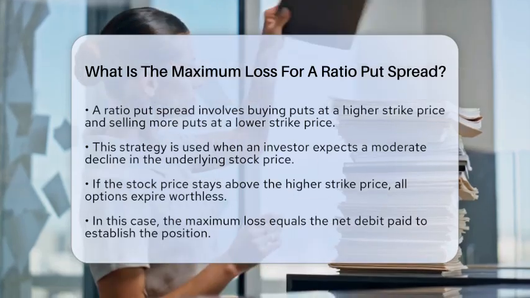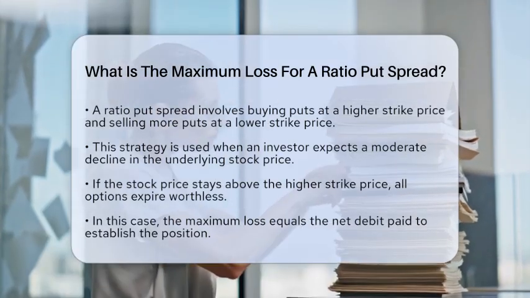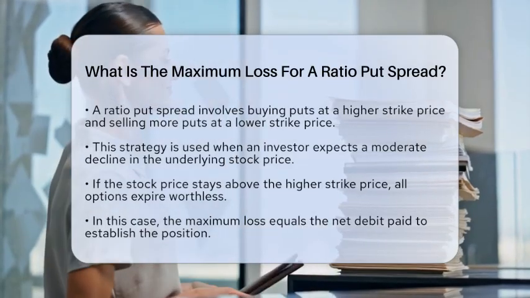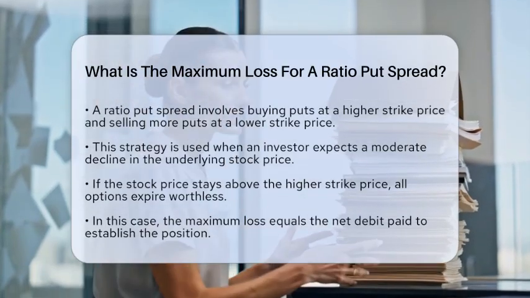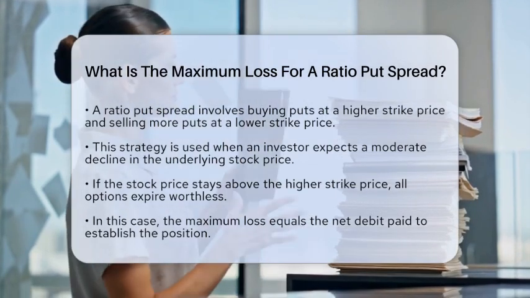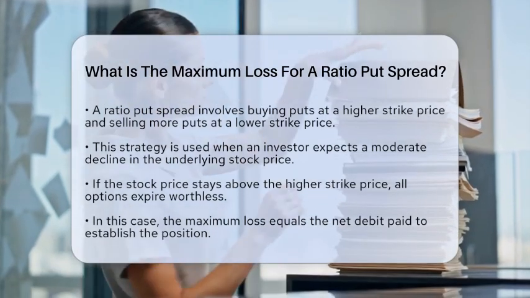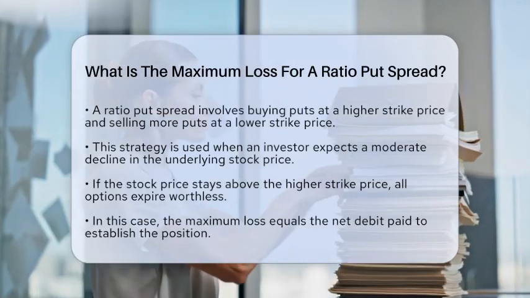A ratio put spread involves buying a certain number of put options at one strike price while selling a greater number of put options at a lower strike price, all set to expire on the same date. This approach is often used when an investor anticipates a moderate decline in the underlying stock price.